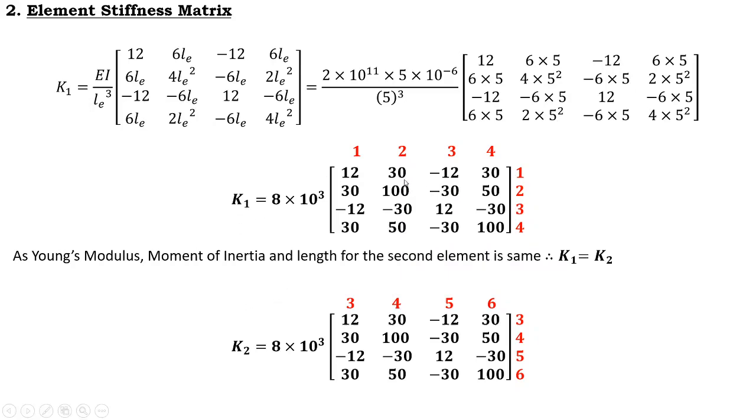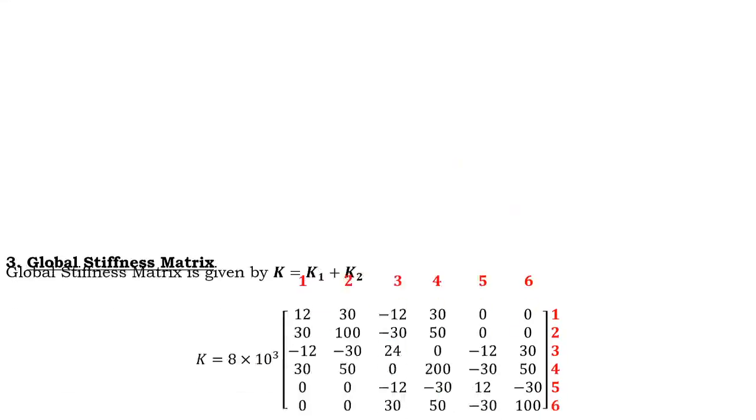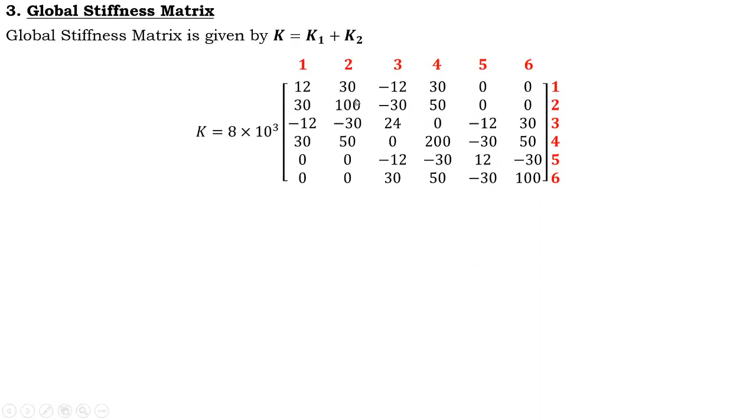Once again here, at 3 of 3 I have two values. From the first matrix 3 of 3 is 12, from the second matrix 3 of 3 is 12. Therefore wherever 3 of 3 comes in the global stiffness matrix, I get the value of 24. Similarly, 4 of 4 has two values, 100 and 100, so wherever 4 of 4 comes, I get the value 200. The remaining will read as it is. So 1 of 1 is 12, 2 of 1 is 30.